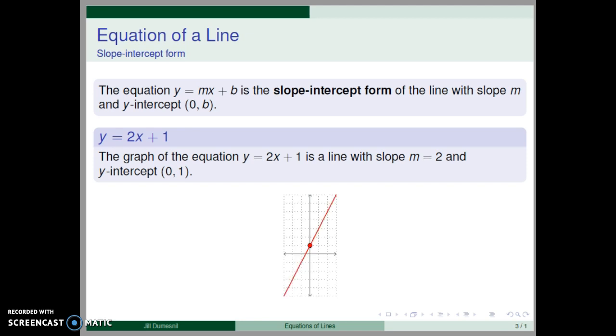To graph this line, we plot the point 0, 1 and draw the line with slope m equals 2. Recall that a slope of 2, or 2 over 1, means that given any point on the line, we can travel to another point on the line by moving up 2 units and right 1 unit.